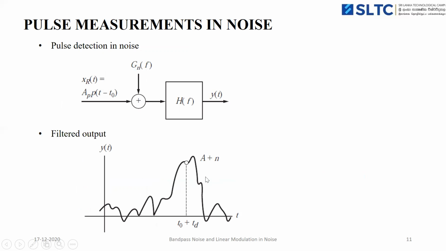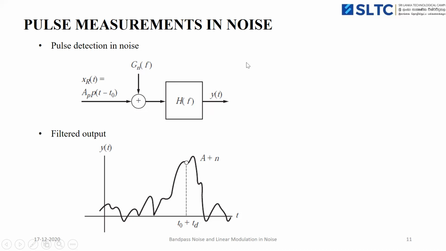Here the block diagram shows the matched filter in the presence of additive white Gaussian noise. The received signal is XR of t, equal to AP into P of t minus T naught. That is the transmit pulse received with some time delay T naught, and that received signal XR of t is added with white Gaussian noise with the power spectrum Gn of f, and it passes through the matched filter, which has the response H of f. Finally we get the output signal, which is Y of t.